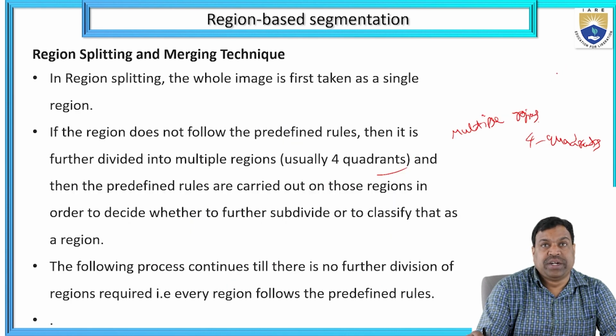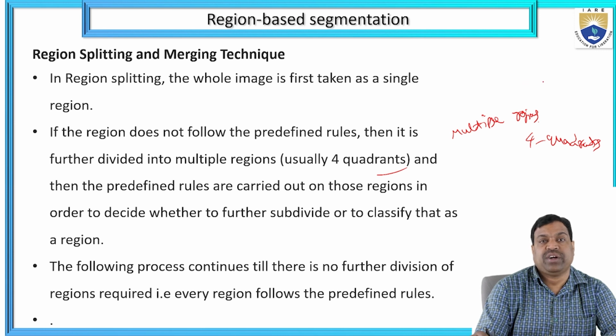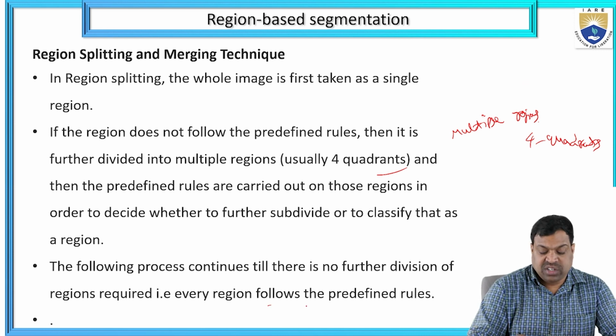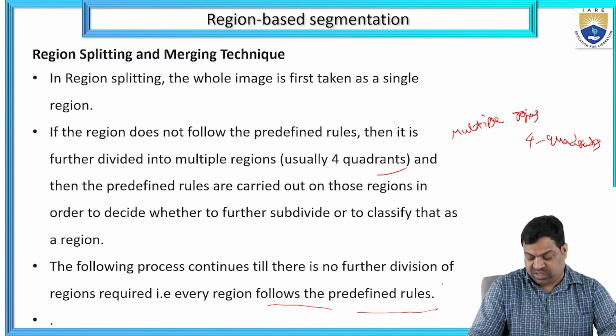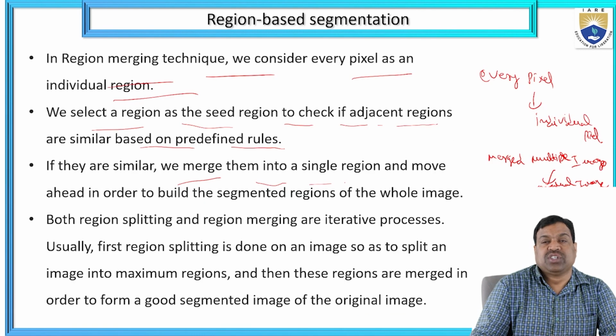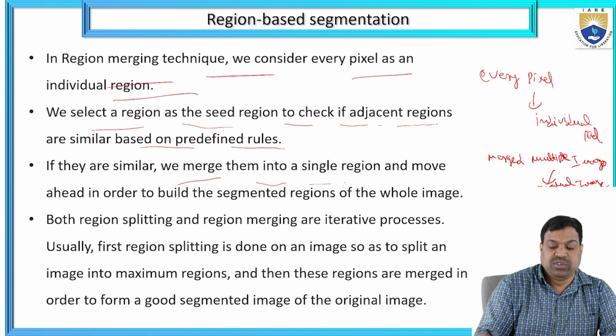But in the region splitting and merging technique, the whole image is first taken as a single region. If the region does not follow the predefined rules, then it is further divided into multiple regions or four quadrants, and then the predefined rules are checked on those regions to decide whether they need to be divided further. This process continues until no further dividing of the regions is required, and every region satisfies the predefined rules. But in the region merging technique, we consider every pixel as an individual region.